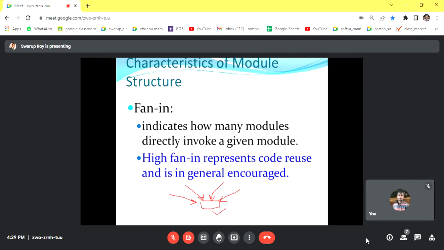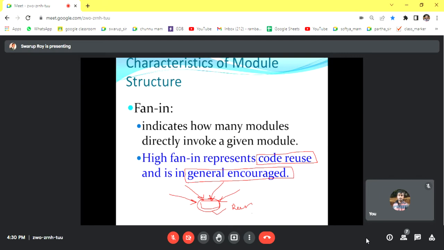So if a module is being used by many other modules, then that is what we call reuse of code, code reusability. That means this module is so important that it is going to be used by many other modules. That is called code reusability, and normally it is encouraged. Why is it encouraged?